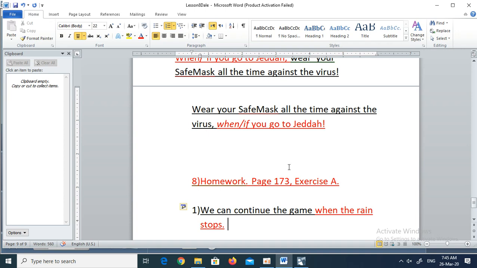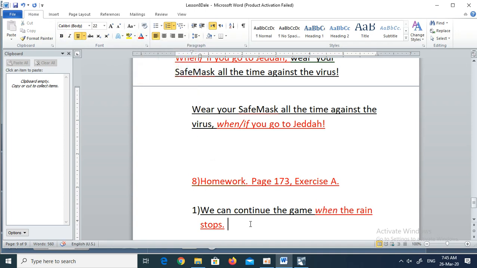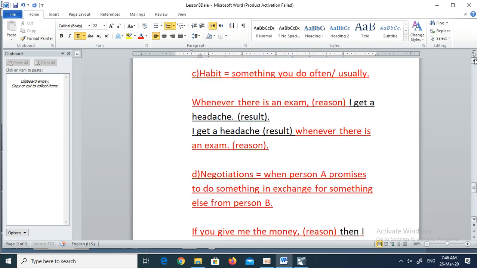okay, the conditional clause is coming second. And we know that because the conjunction when is in the middle of the sentence and the conjunction starts the conditional clause. So this conditional clause is coming second here, and the main clause, which gives the result of the action in the conditional, is coming first. So we can continue the game when the rain stops. It is very easy to rewrite that sentence. Let us put it into our box.